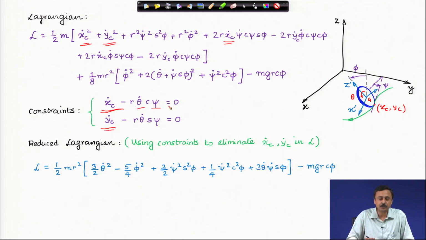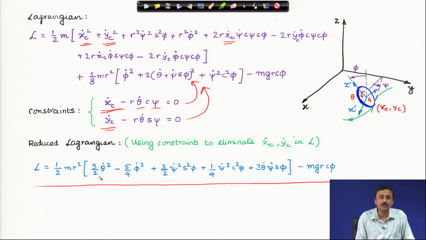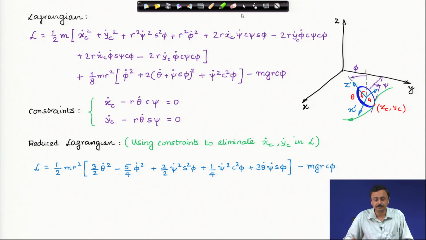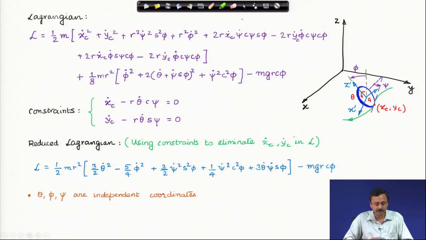Therefore, I can get to a reduced Lagrangian using these constraints to eliminate x c dot and y c dot, to get the Lagrangian solely in terms of the orientational and the spin coordinates psi, theta and phi. This is our reduced Lagrangian. Therefore, I can take phi, theta, psi as independent coordinates and derive the equations of motion, but in this approach we cannot find the constraint forces.